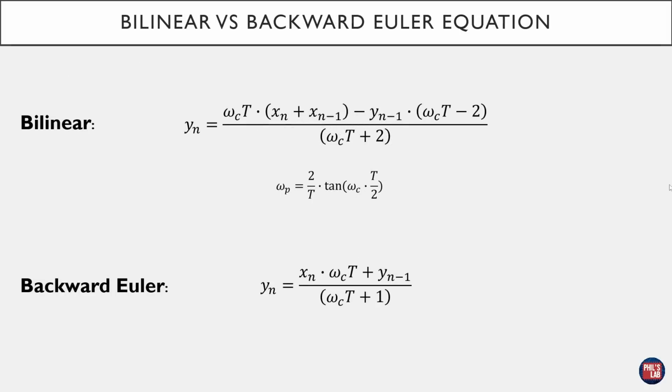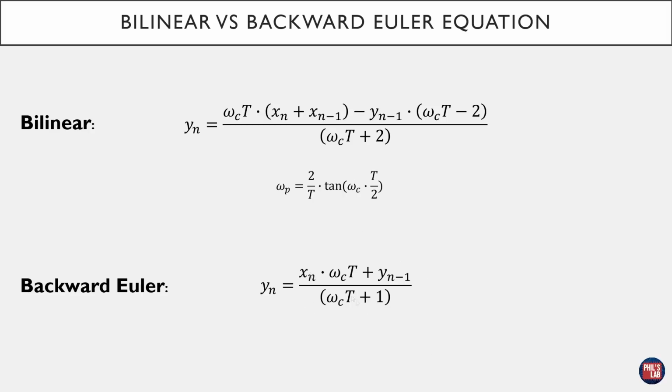If you've watched video number 20, you can see that our bilinear difference equation is a bit more complicated, a bit more involved than the backward Euler difference equation we would get from the RC low-pass filter. In addition, for the bilinear transform, we of course have to pre-warp the cutoff frequency. We have to keep track of one more variable, that is the previous input, and we have to pre-warp compared to the rather simple expression with the backward Euler.